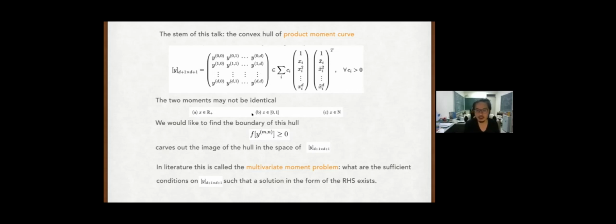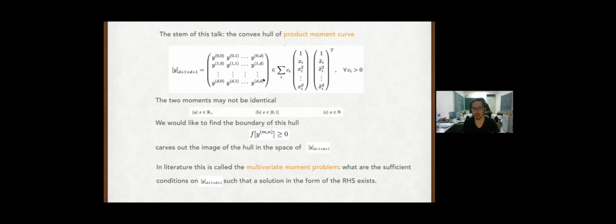Now, actually, this is a well-studied problem in the mathematical literature. In the literature, this is usually called the multivariate moment problem. And it is phrased as, what are the sufficient conditions on this Y matrix such that you guarantee that a solution of this product form actually exists? Of course, if we have the sufficient conditions, then that's basically the boundaries of our hull. So this will be the object that we're interested in.